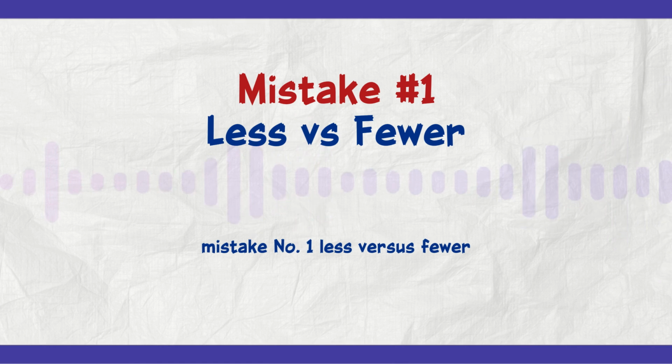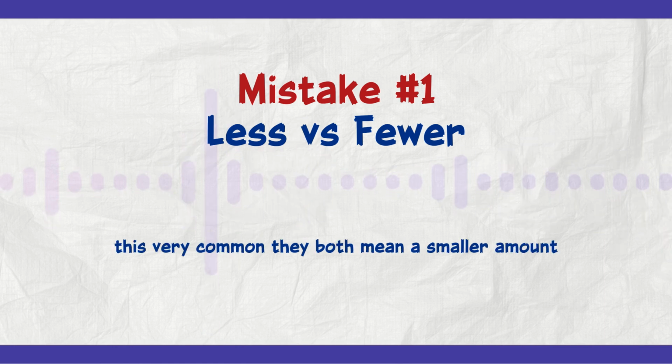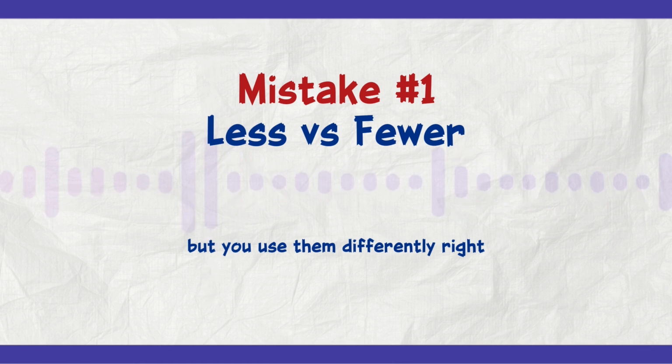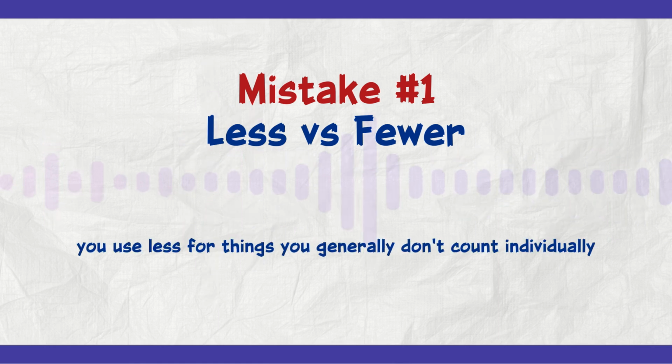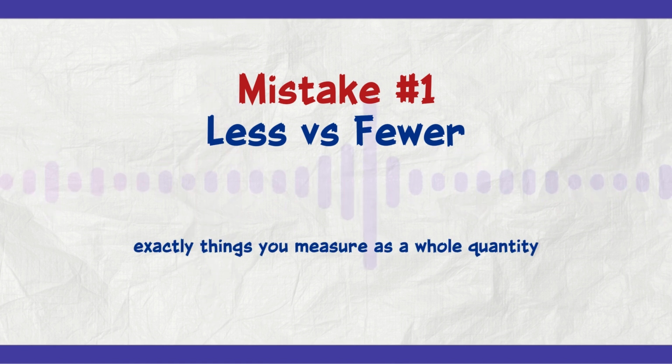Mistake number 1, less versus fewer. First up, less versus fewer. This is very common. They both mean a smaller amount, but you use them differently, right? So basically, you use less for things you generally don't count individually. Uncountable nouns, we call them, like sand, water, or information. Exactly, things you measure as a whole quantity.